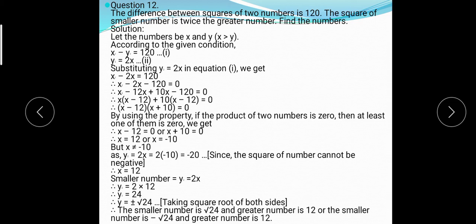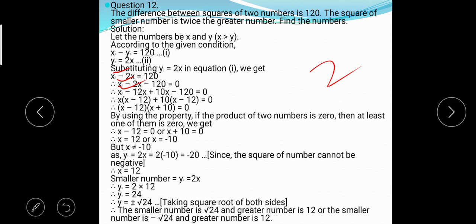Find the numbers. So this is also very simple. Now you will get the quadratic equation. According to the quadratic equation, what will you get? x square minus 2x is equal to 120. So x square minus 2x minus 120 is equal to 0. So x minus 12, it is a square there. Don't be confused, this is a quadratic equation. So what is required? x square. Okay. Now x in bracket x minus 12 plus 10 in bracket x minus 12 is equal to 0.